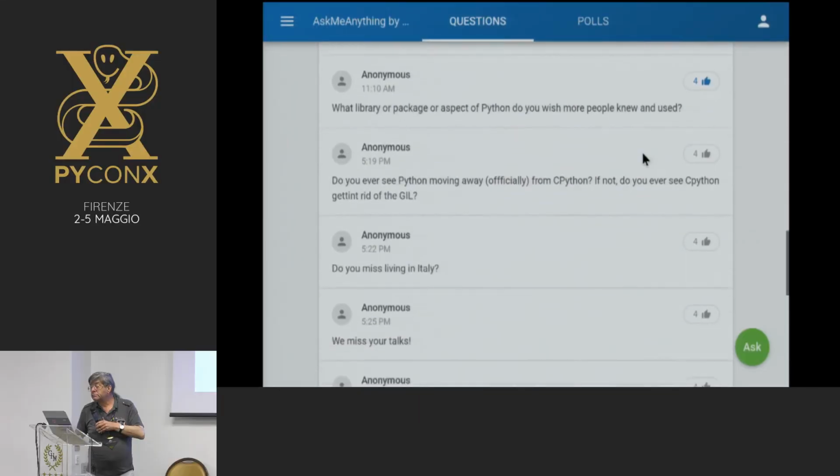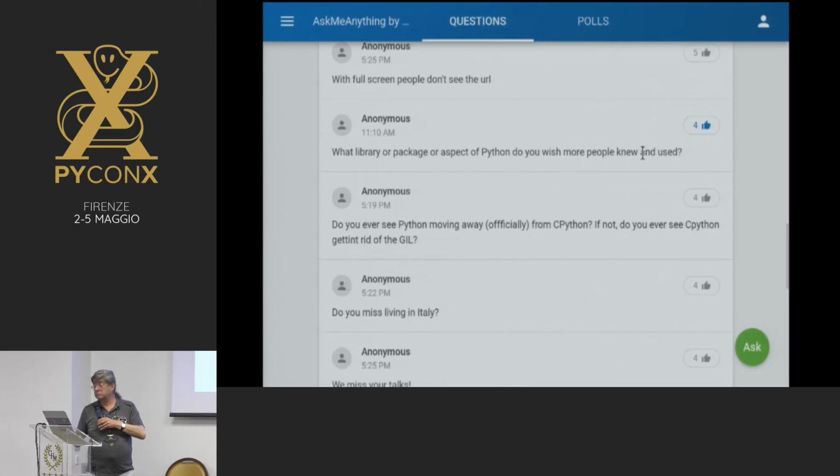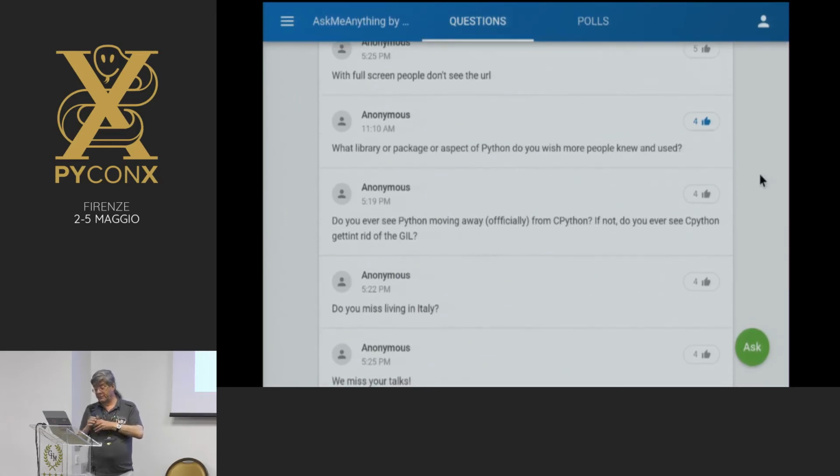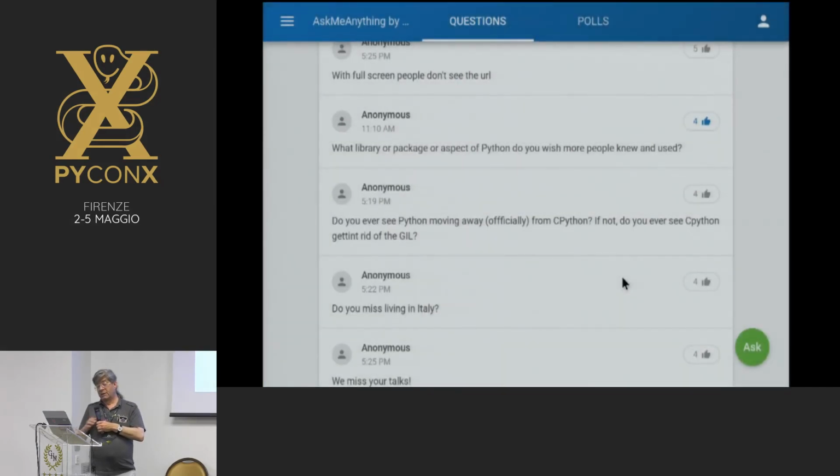Whoops. With full screen, people don't see the URL. Great. Fortunately, I can full screen or not, maybe. Doesn't look like. The URL, I don't know it either. I went there through the Slack channel.